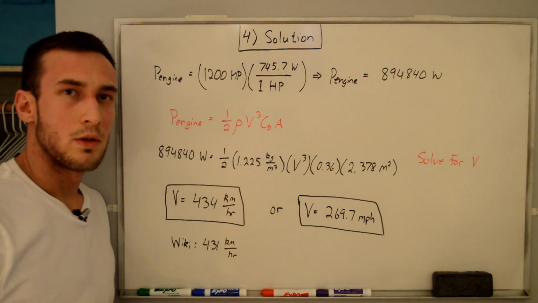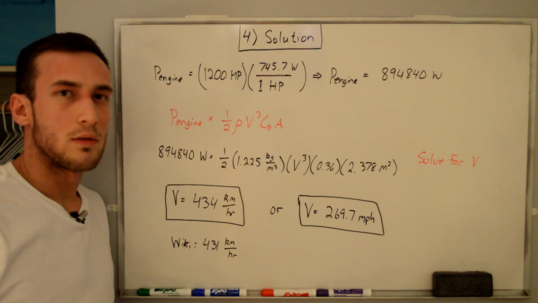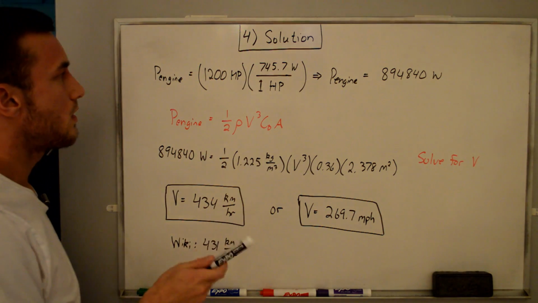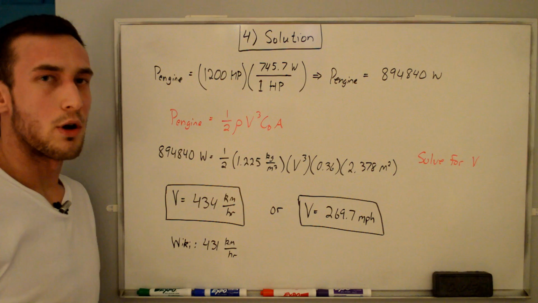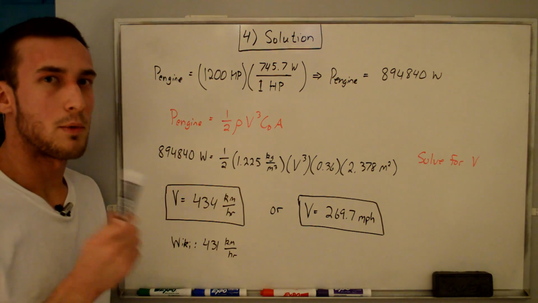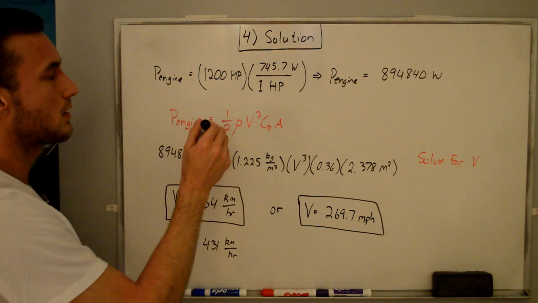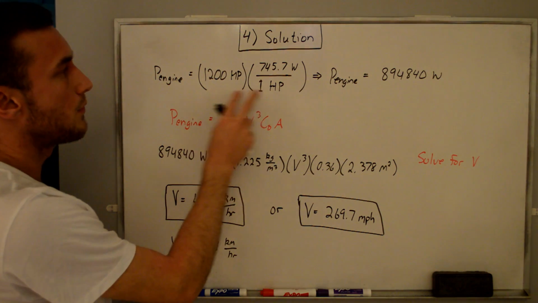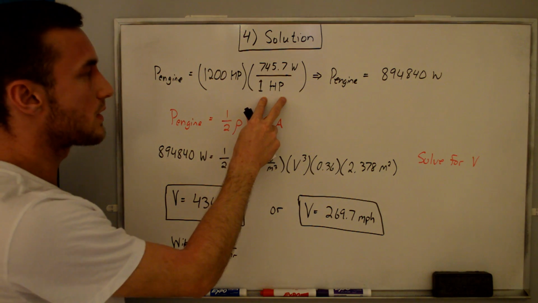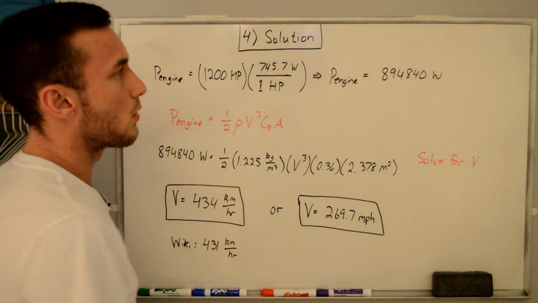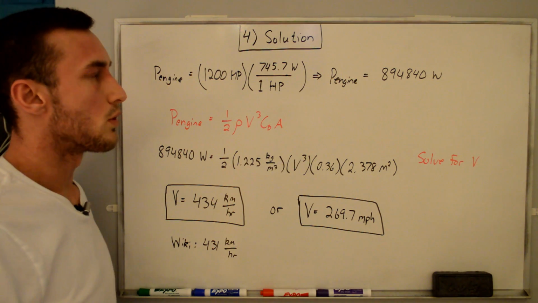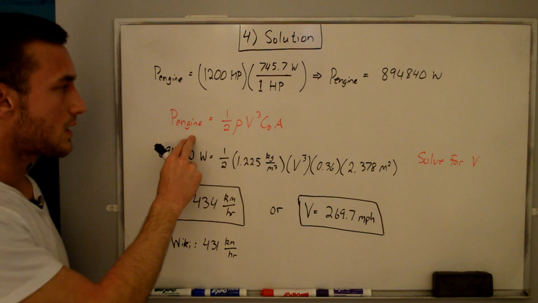Great, so let's plug in those values that we had on the previous whiteboard and solve for velocity. However, first thing you need to do is that we are given the engine power in horsepower, and you'll note from our unit check that horsepower is not the same as watts. We need to convert to watts. So the first thing you need to do is take the 1200 horsepower, use a conversion factor of 745.7 watts per horsepower, multiply the two together, and you get the engine power of 894,840 watts.